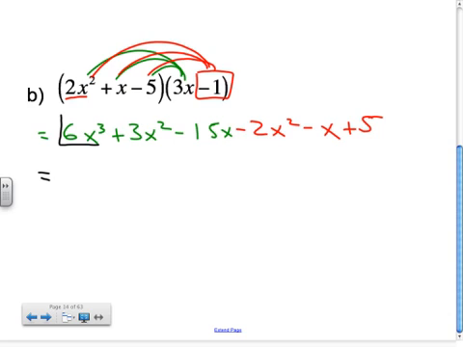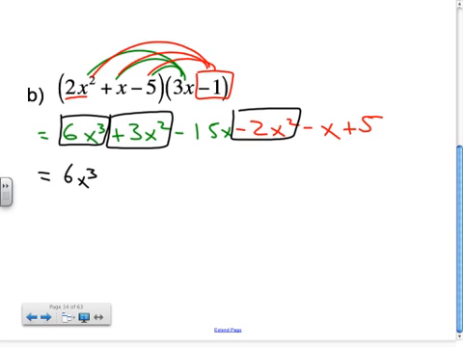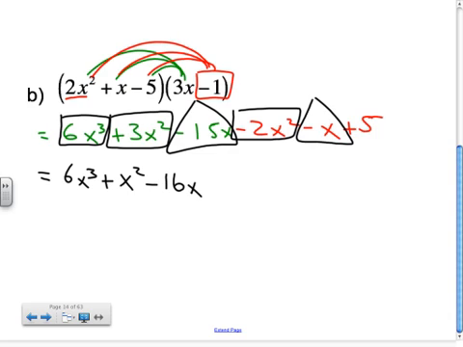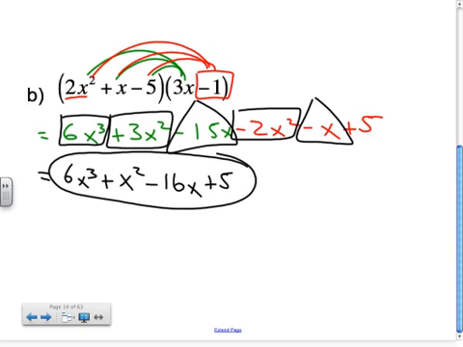Okay, I only see one term with x cubed, so 6x cubed stays out in front. Positive 3x squared, negative 2x squared. 3 minus 2 is positive 1, x squared. Then I have negative 15x minus x. Negative 15 minus 1 is negative 16x's. And the positive 5 is going to hang out on the end there, and nothing's going to change there. All right, so again, just distributive property 2 times over, and then you have to simplify everything down by adding.